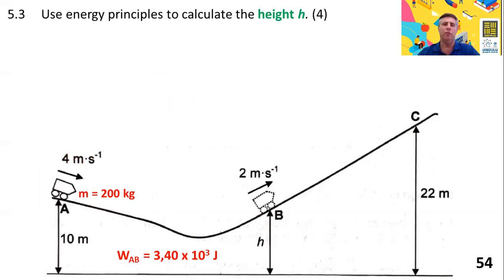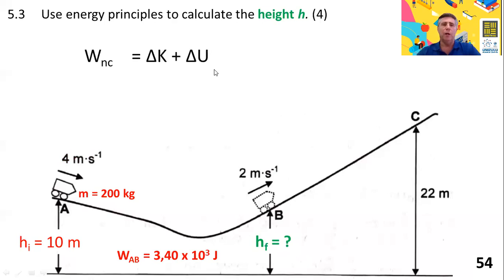Then you're asked to use energy principles to calculate the height h. Now again, please notice that. Don't use equations of motion. So we already have some facts that we know, and h is the unknown. We know that the initial height was 10 meters. This is the final height, and we don't know what that particular height is. So the work done by a non-conservative force from our equation sheet is delta K plus delta U. In this case, this is the work done against friction from A to B, and we were given that figure. So it's a change in kinetic energy, which we calculated in 5.2, plus the change in potential energy.